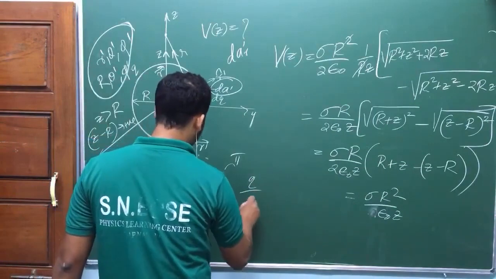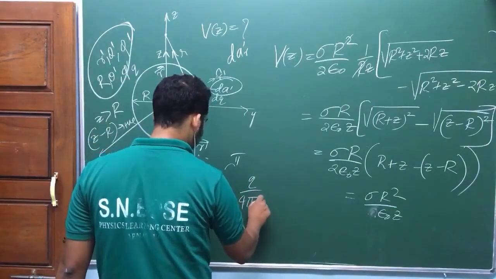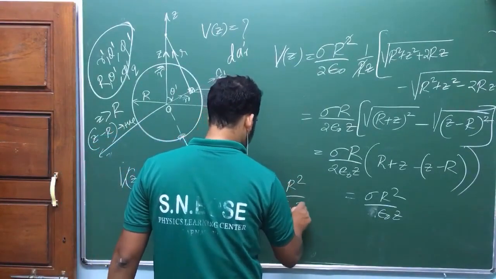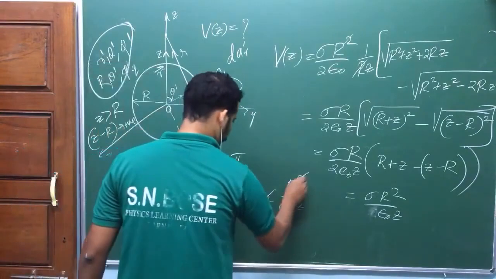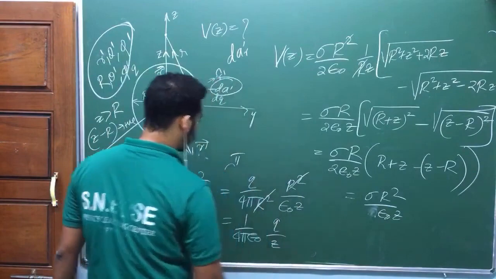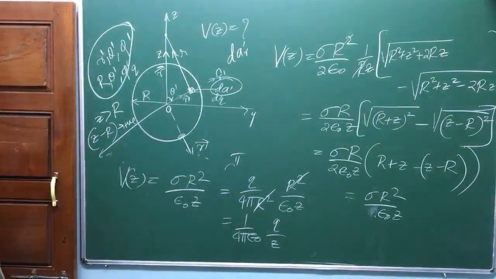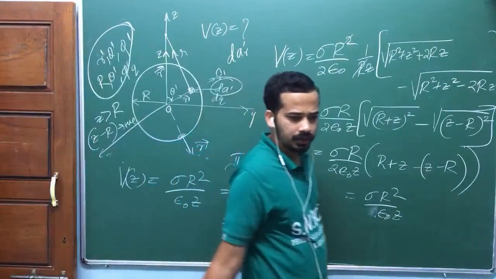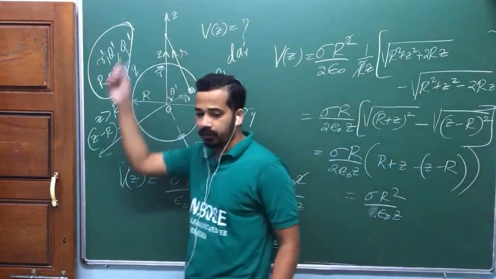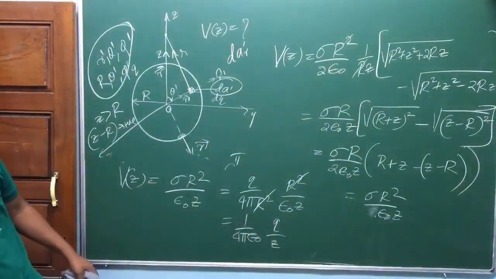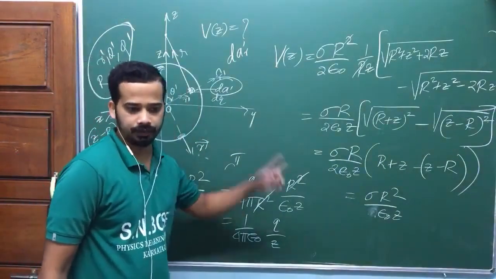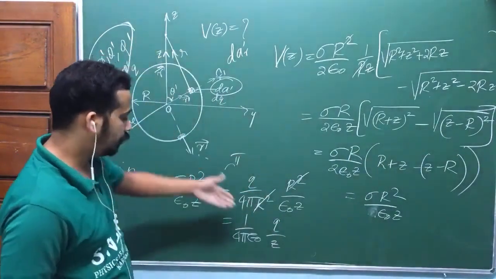So now substitute sigma. What is sigma? Q by 4 pi r square, into r square divided by epsilon naught into z, isn't it? R square got cancelled. This is equal to 1 by 4 pi epsilon naught Q by z. We have already found this result, am I right, yesterday, by line integrating the electric field: the potential at some point outside the spherical shell. We already found it, where z is the distance from the origin. We got r over there. Now the magnitude of r is nothing but z here.